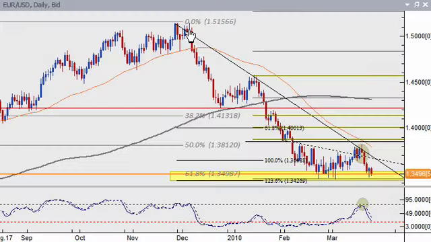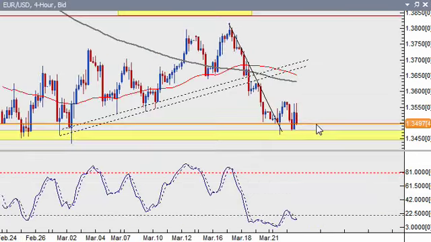Here's a look at the Euro-Dollar pair daily chart, and as we see today is another attempt to crack the support at 1.35, or 1.3450. That area here. So far the market looks strong enough, but it is in the middle of a correction.